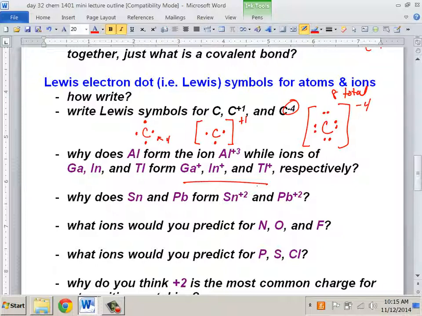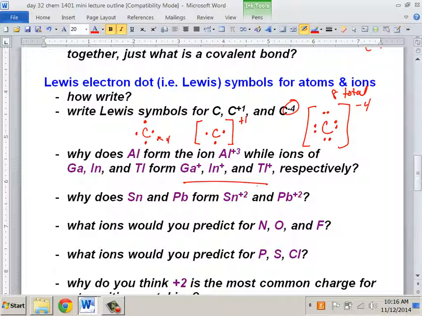Why would tin and lead form tin +2 and lead +2? Where the heck is tin and lead? Okay, here's tin and lead. Tin and lead form +2. Exactly, so they go to d10 again.